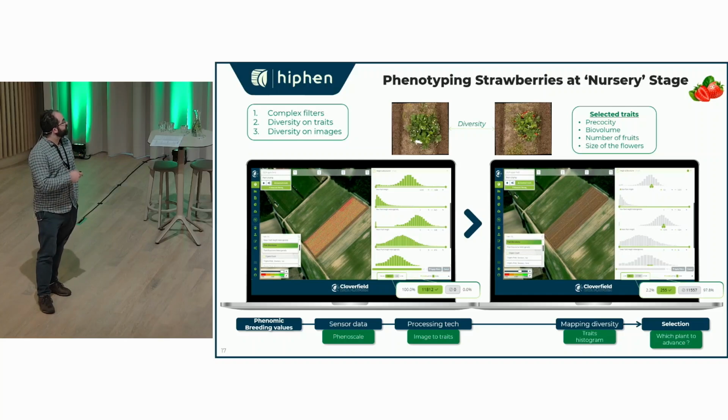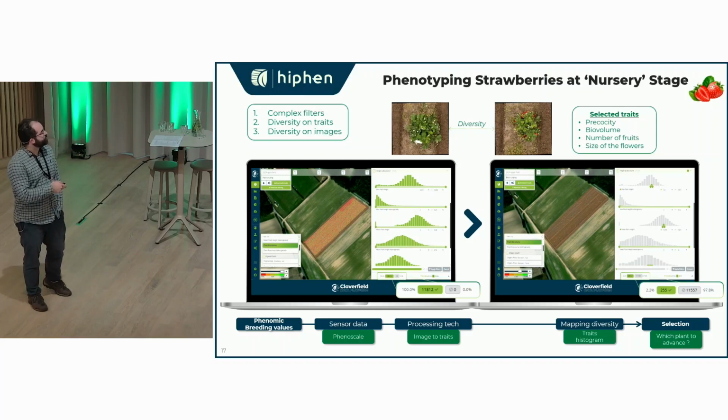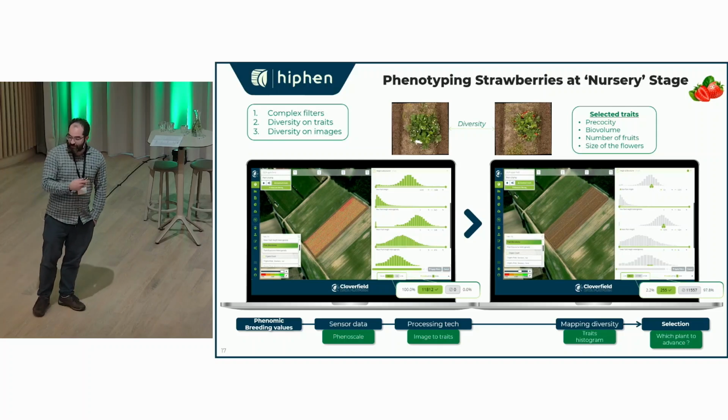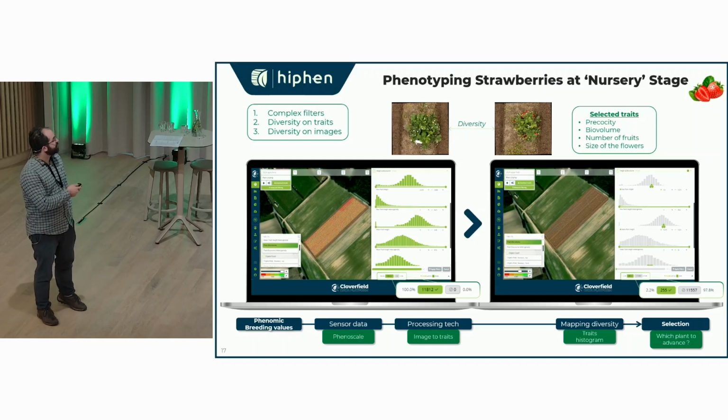And in real time, so just after the drone flight, we gave them, we have a tool in Cloverfield, so in our tool, which allows you to sort and filter many traits at the same time. And so basically, we're able to narrow down from almost 12,000 plants to 255 plants, which are the plants that he collected and brought to his greenhouse to evaluate further. That's what we do with just complex filtering, just by filtering on those selected traits, the ones that have the best compromise of all.